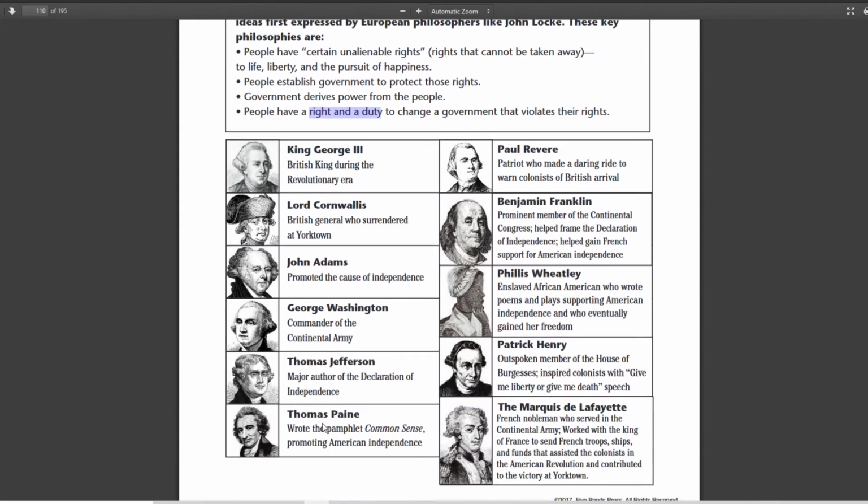All right, so now these are the important people. Make sure you know that. That's pretty big. Then we have our famous people of the Revolutionary War. King George, it's pretty easy. He was the king of Britain at the time.